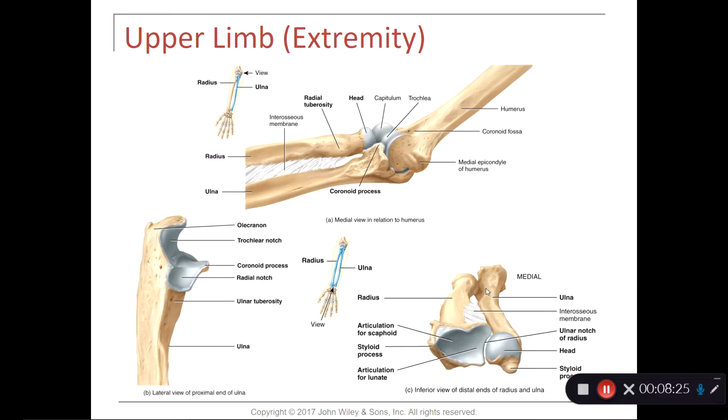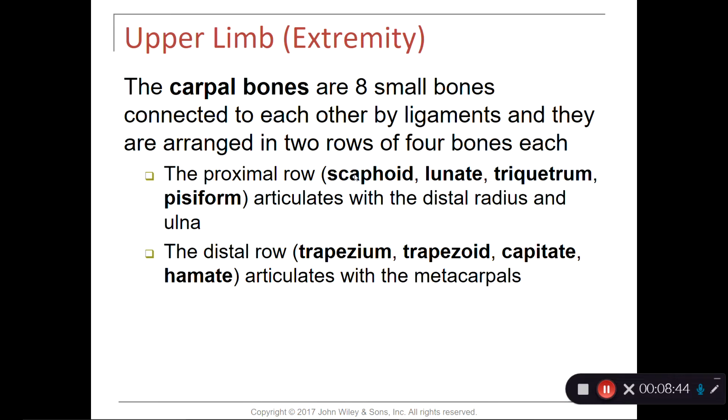Again, one little quick thing to note about the ulna is that it has that olecranon process, which inserts into that portion of the humerus, and it gives you that bump. So that bump is indeed a portion of your forearm, your ulna. Carpal bones, there are 8 small carpal bones that are all held together by ligaments.